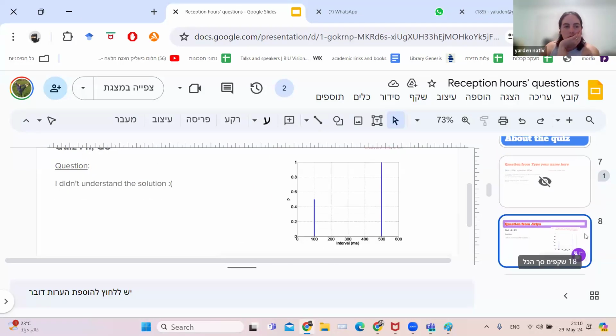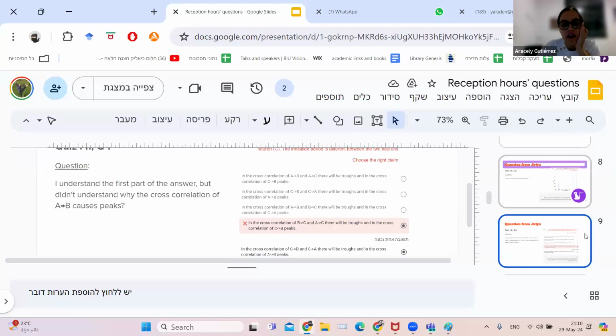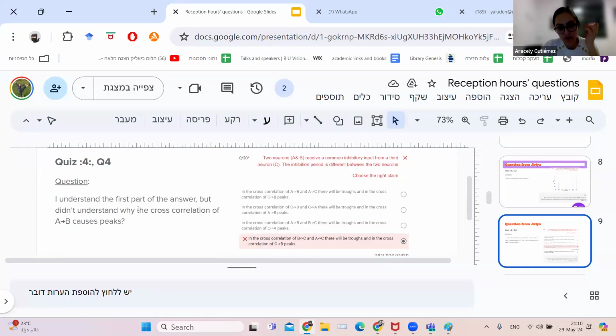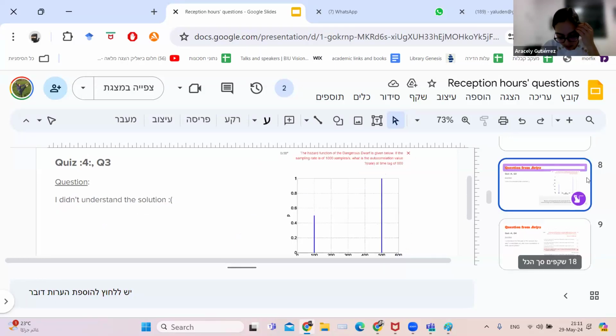Next, Yarden. Here my question would be, how do we know when to stop counting? Because we use 2 seconds, but what if we only did 1 second and the answer was 2 spikes?